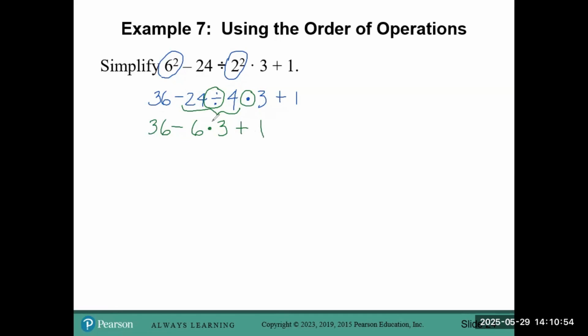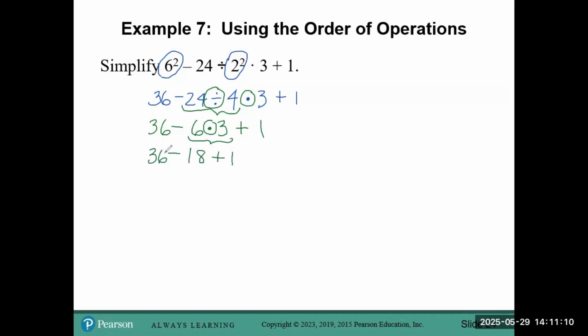And so I still need to do this multiplication. So now I'm going to leave the 36 alone, the negative sign, and now I'm going to do 6 times 3. That's 18 plus 1.